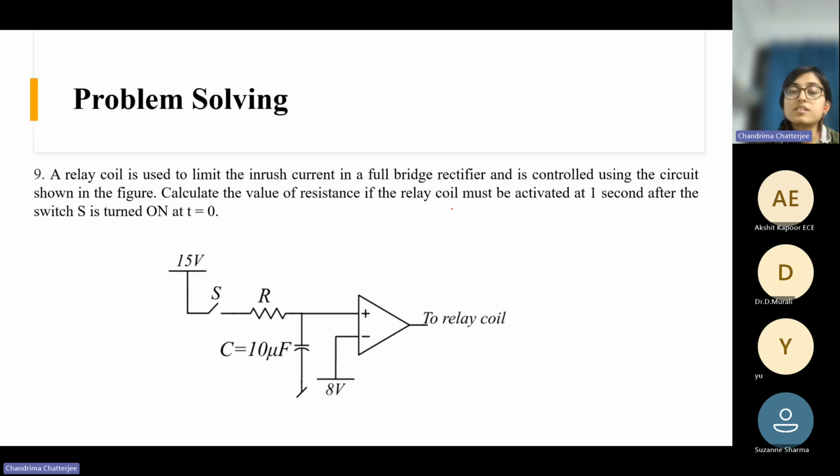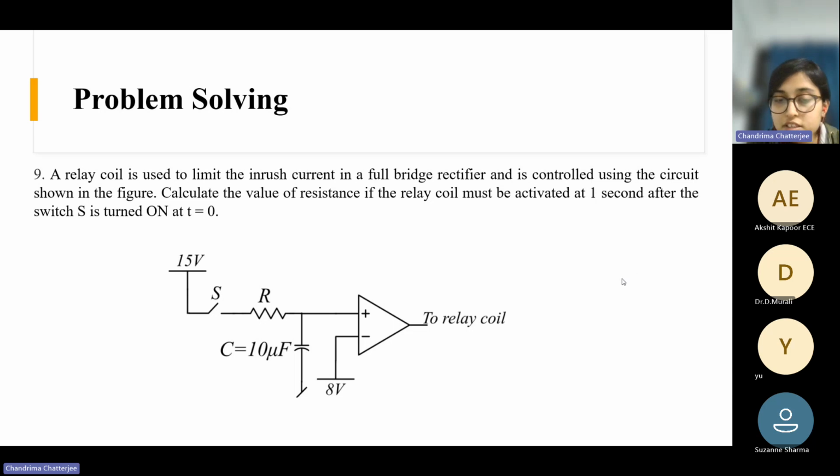Okay. So this is a relay question, the protection relay circuit that we saw. A relay coil is used to limit the inrush current in a full bridge rectifier and is controlled using the circuit shown in the figure. Calculate the value of resistance if the relay coil must be activated 1 second after the switch S is turned on.